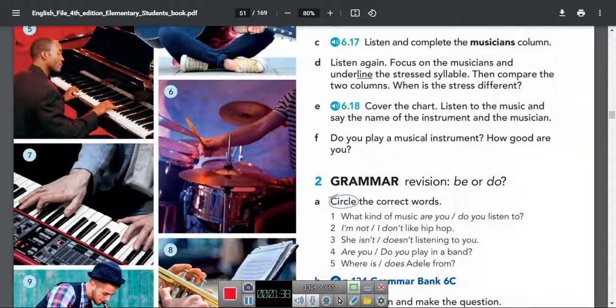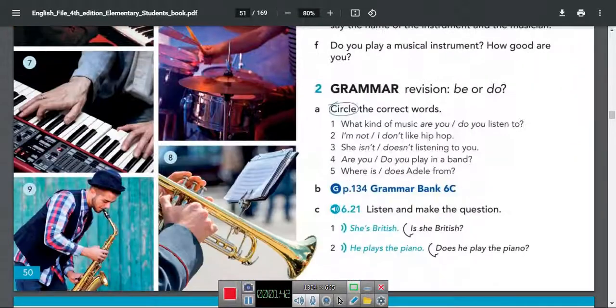I am not or I don't like hip-hop. And etc. Then let's go to Grammar Bank, page 134.